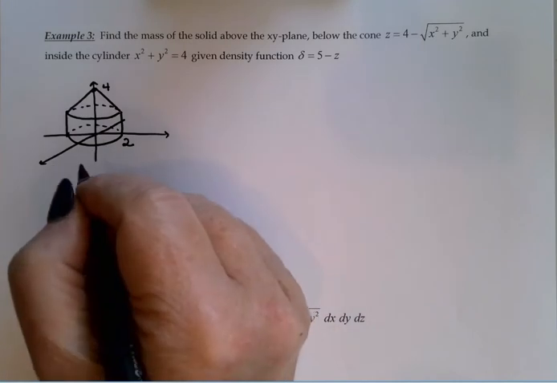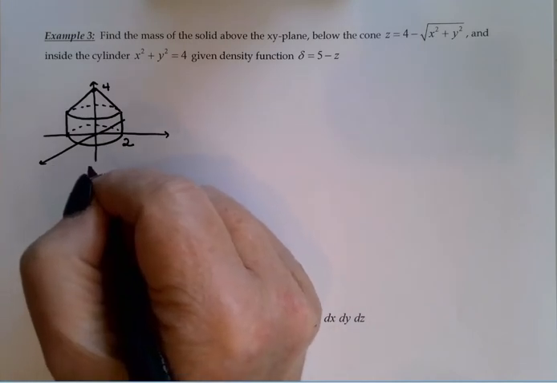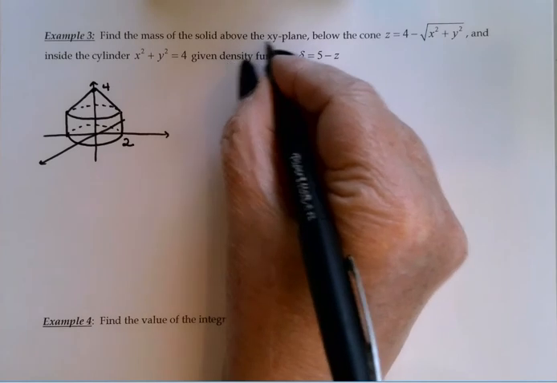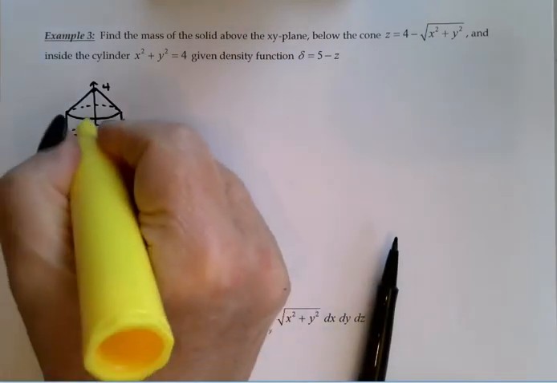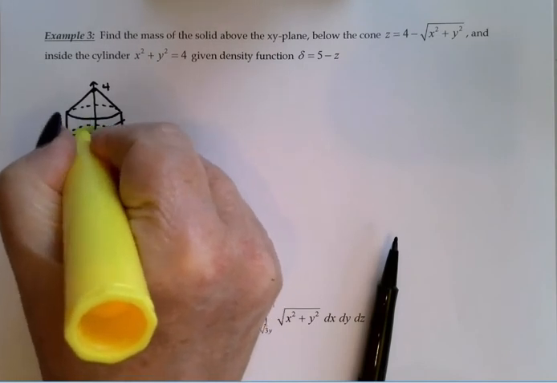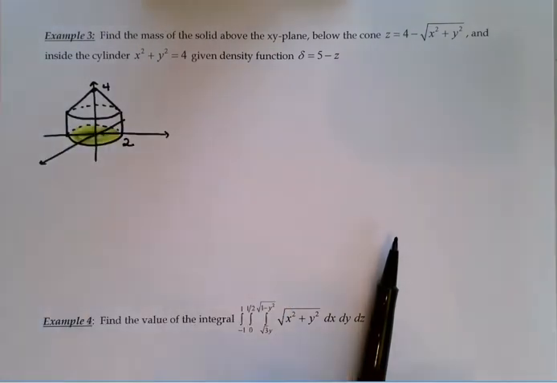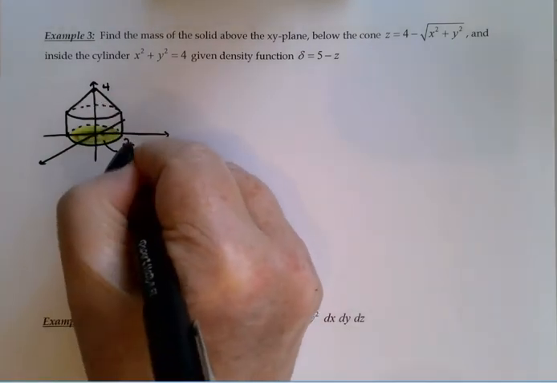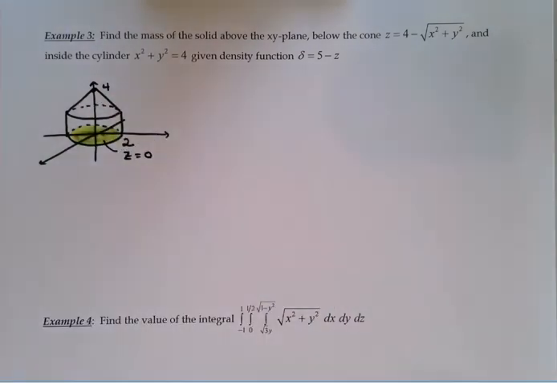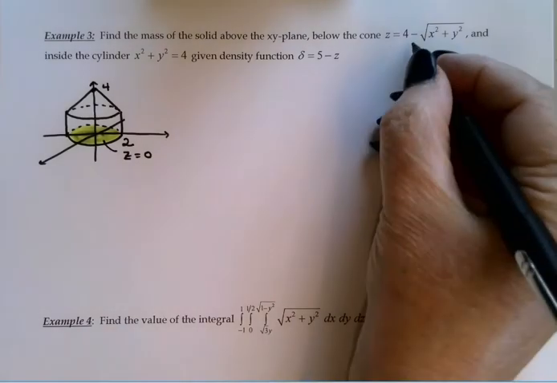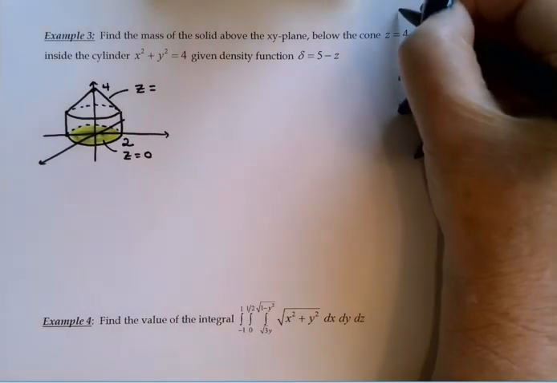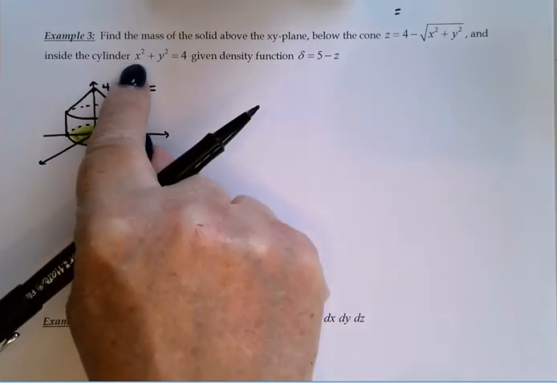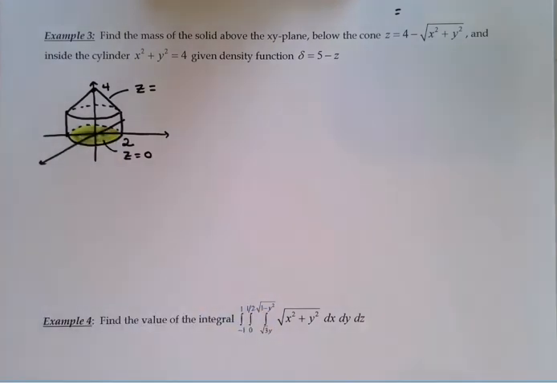All right, so let's see what we've got. We have the solid above the xy plane. So the base here, which will eventually also be my r, is just z equals 0 in the xy plane. The cone itself is the top. And I'm going to notice that with all the x squareds and y squareds, and the fact that my region here is going to be a circle, cylindrical coordinates seems like a really good idea.